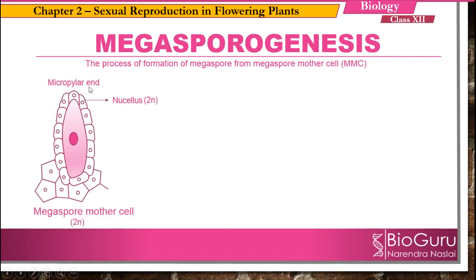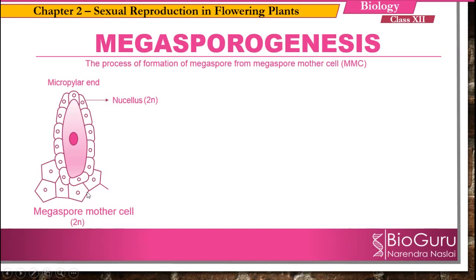Let us see. This diagram is from the ovule, right? Here you can see the micropylar end, which we studied in our previous slide. Here we have taken only a few cells of the nucellus, and we have not shown the integuments, funicle, and chalaza. Obviously, when we write micropylar end, the opposite end becomes the chalazal end, right?